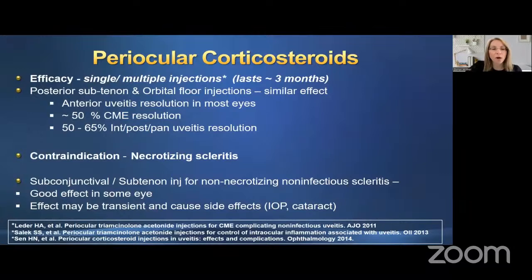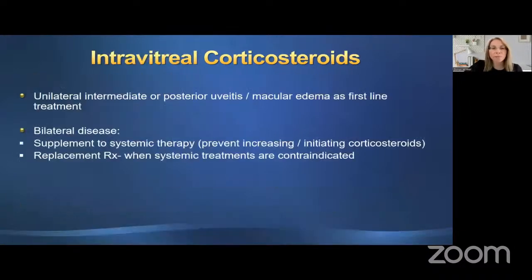We should not offer periocular corticosteroids in cases of necrotizing scleritis. However, a few reports described the use of subconjunctival or subtenon injections for non-necrotizing, non-infectious scleritis and showed some good effect in some eyes. However, the effect may be transient and cause some side effects.